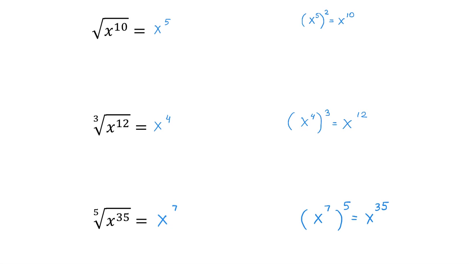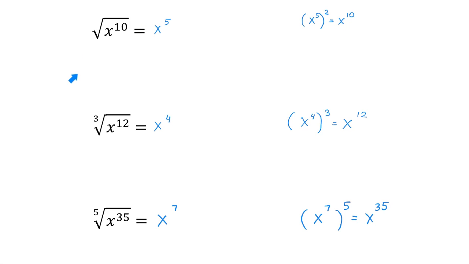Now, do you see how in each of these examples I did some work to the right side to understand what the answer would be? However, we can also get the answer just by dividing the exponent by the index. For example, in the last radical, the exponent for x is 35 and the index is 5. If we divide 35 by 5, we will get the exponent 7. In the example above, the exponent of x is 12 and the index is 3, and 12 divided by 3 will give us 4. And in the first example, the exponent is 10 and the index is the invisible 2, and 10 divided by 2 will give us the new exponent 5.